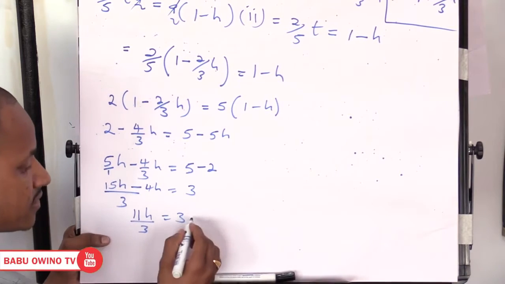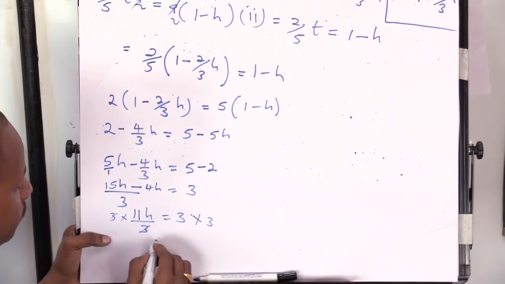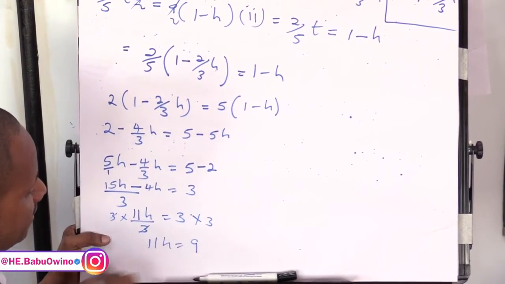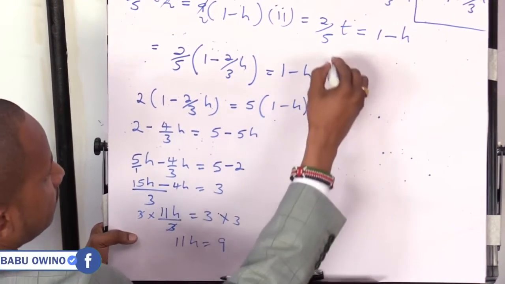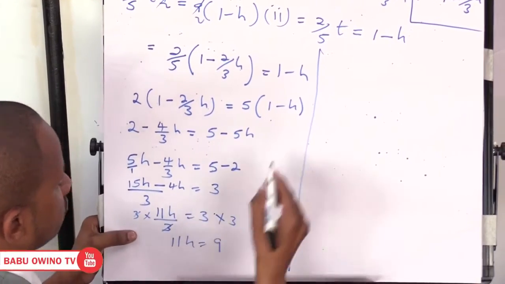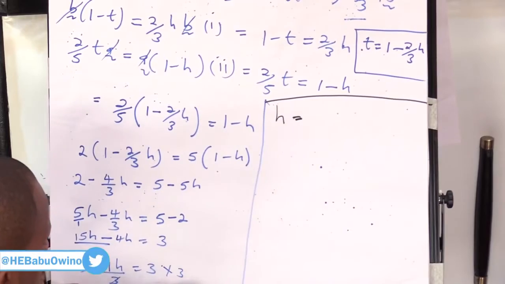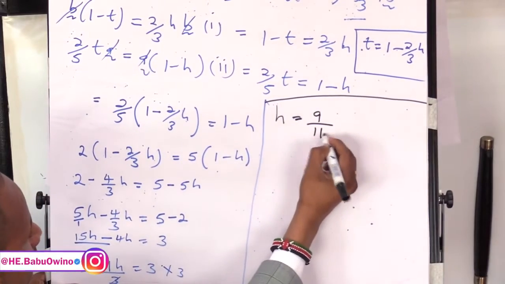Multiply both sides by 3. So 11h equals to 9. Therefore h equals to 9 over 11.